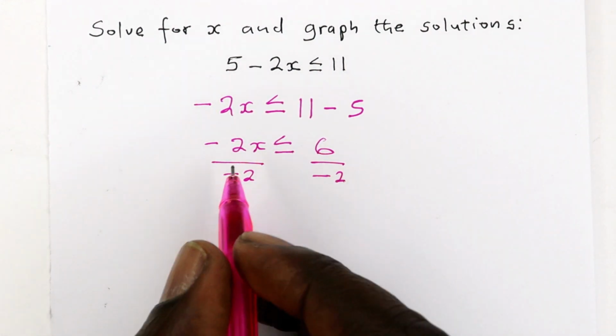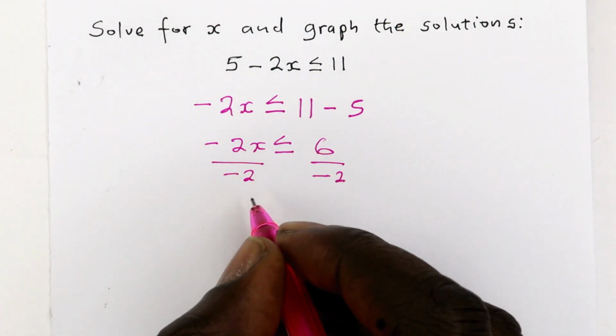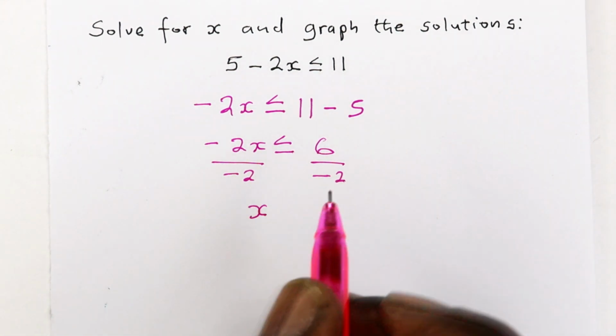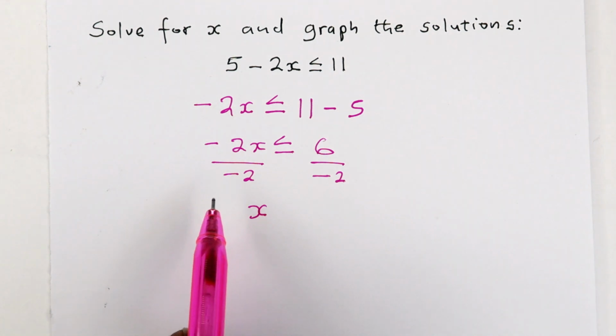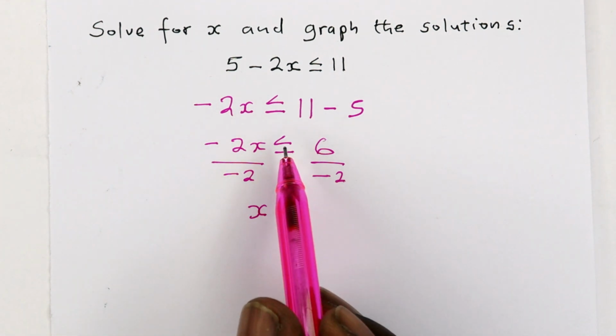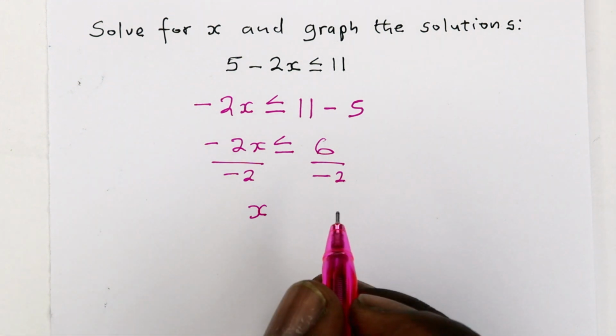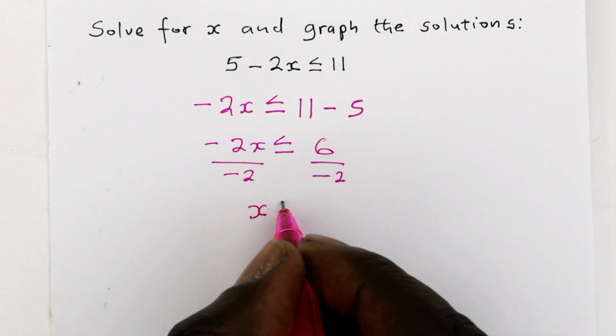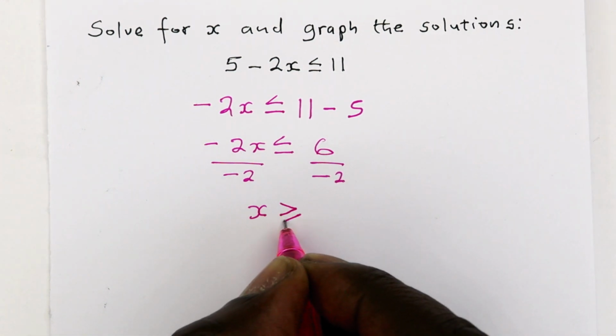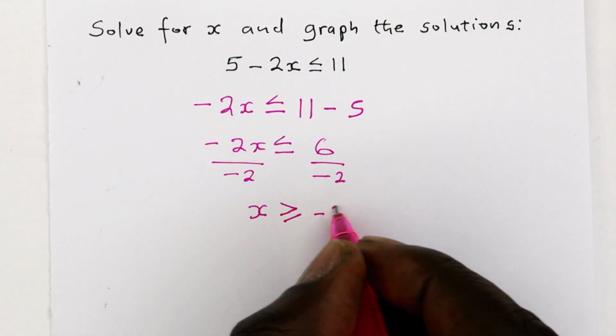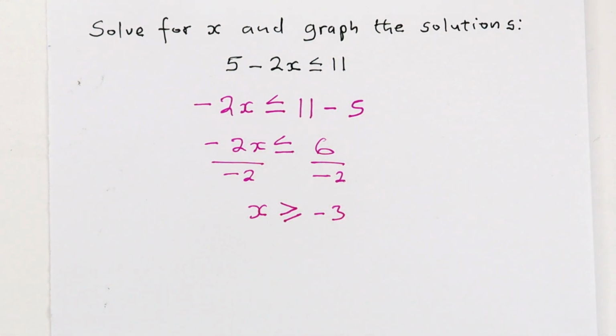When you do that, on the left-hand side, you're going to have x, but because you have divided by a negative number, the inequality sign will reverse, it will change direction. So you're going to have x greater than or equal to negative 3. So that is what we have.